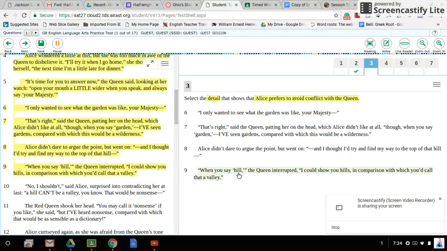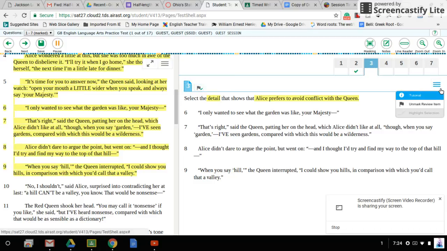So here we can see that the Queen is kind of arguing with her, but that's not showing her. Whoops, I didn't mean to mark that for review. So this one won't let me use answer eliminator, and that's okay. So here the Queen's arguing, but that's not showing that she's trying to avoid conflict. Same thing here. It's the Queen talking and patting her on the head, but it's not showing Alice doing anything, especially she's not trying to avoid conflict there.